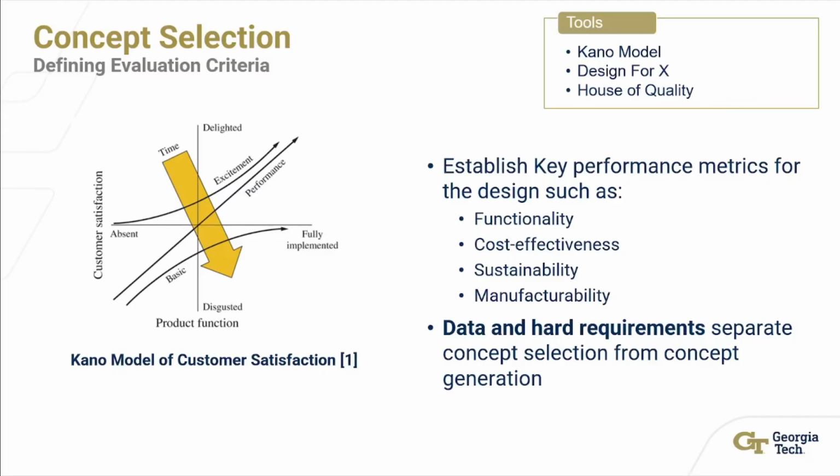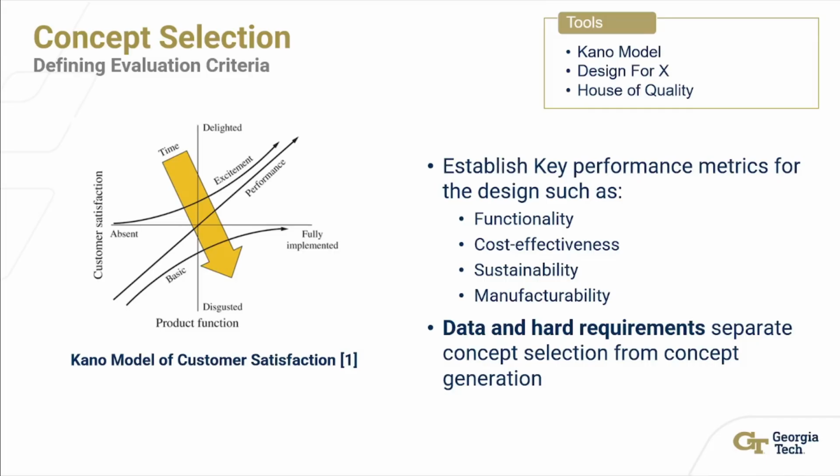Now, the next of the 5 processes we'll be analyzing in the mechanical engineering design process is concept selection. So here, first, we want to define the evaluation criteria. We want to see how we're going to be taking the design ideas that we came up with and whittling them down into just a small handful to make our final product. So first, we want to establish key performance metrics for the design, such as functionality, cost effectiveness, sustainability, and manufacturability.